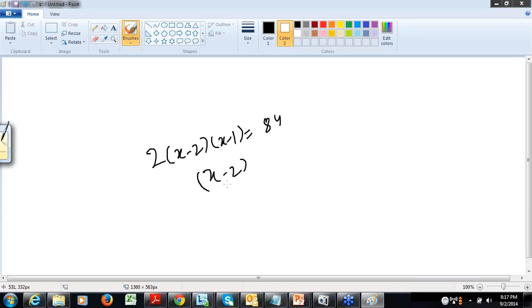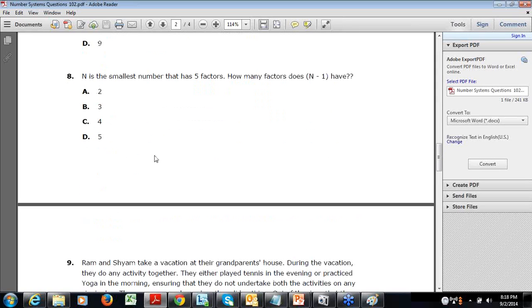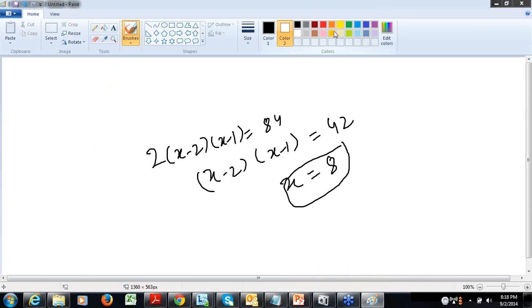So x minus 2 into x minus 1 will be what? 42. So x will be what? 8. So you can go ahead and mark option C. Got it, everybody? Still, if you have a problem, you can go through the answer sheet. It's not a problem. Okay. Moving on to question number 8 now.